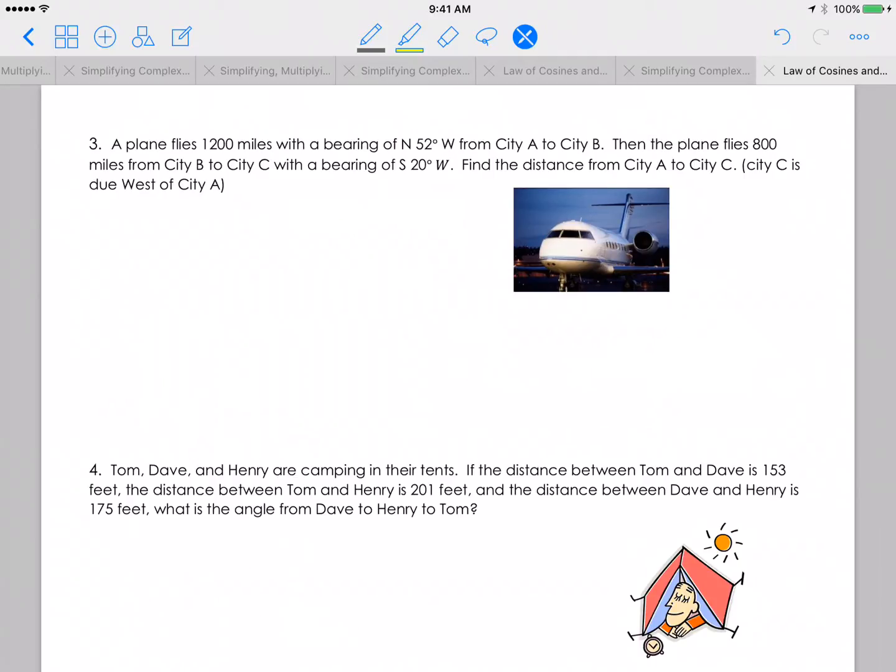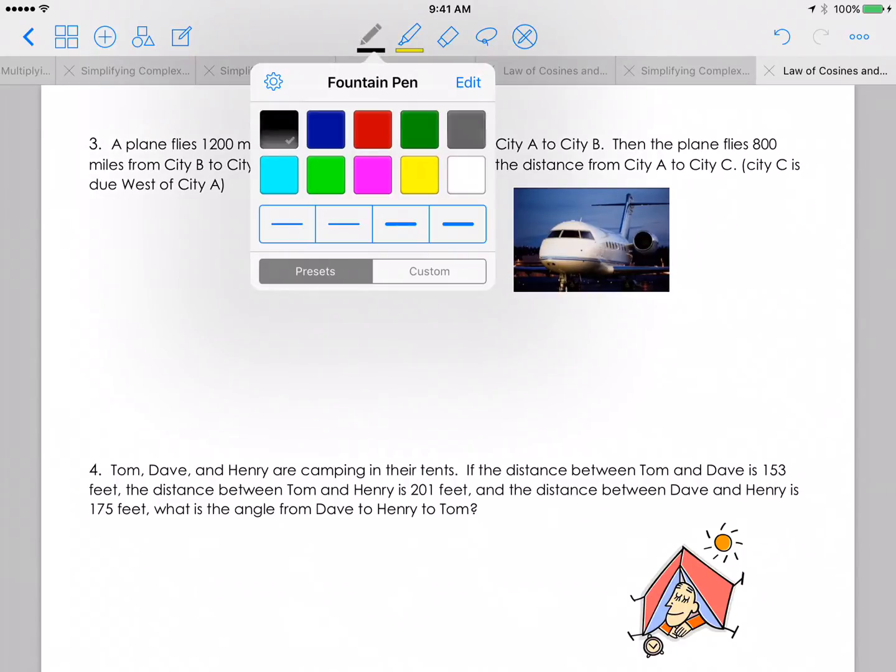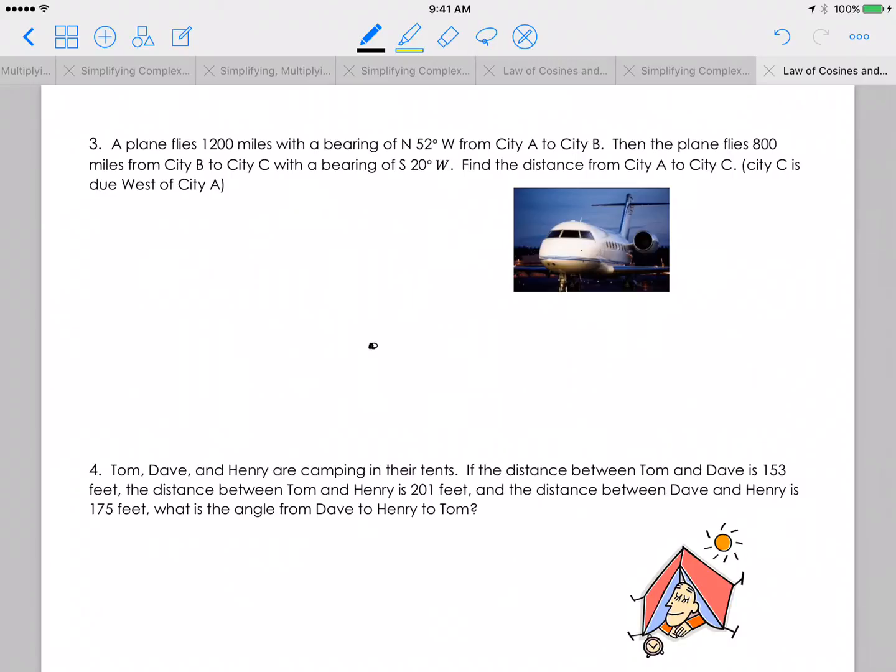So let's get started. A plane flies 1,200 miles with a bearing from city A to city B. So if you have city A, it's going to fly 1,200 miles bearing north 52 degrees west. That means it's going to start flying north, so this is how you're going to draw it. Then it's going to turn 52 degrees west.